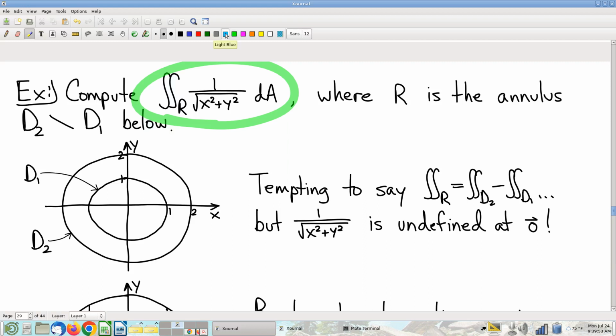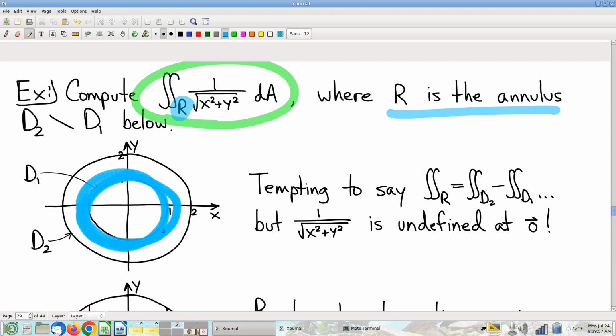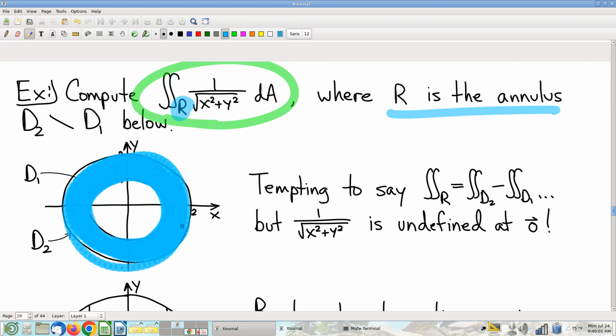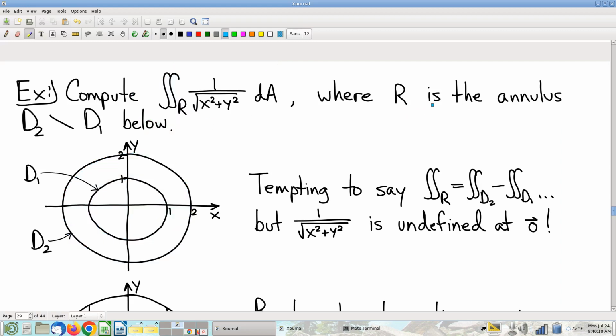Specifically computed on a domain that is this annulus, which is basically a ring. For some reason, I just like to think of this as a moat around a castle. That's what I see in that picture there. Right? So how would I deal with this as the shape?